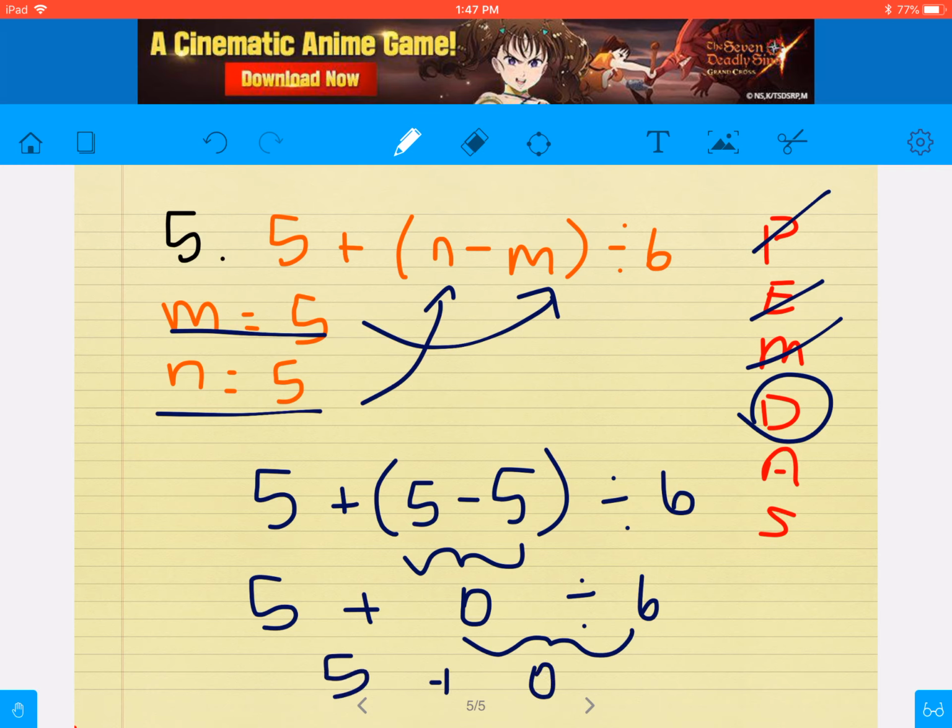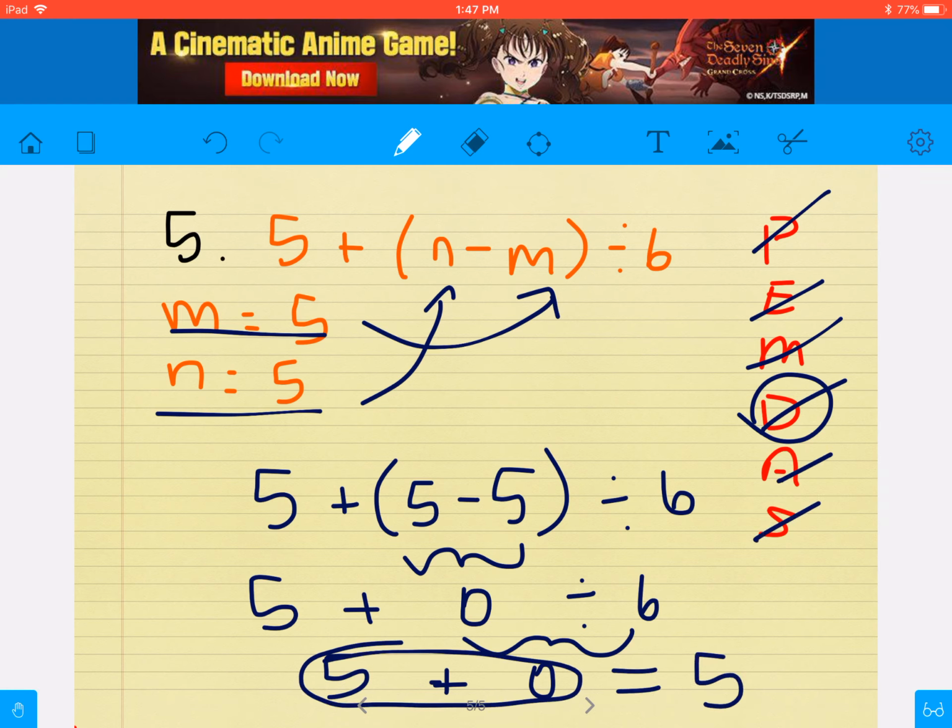Bring that 5 plus down. And now we have as our last operation addition. All right. And then 5 plus 0 is going to give us 5. So your answer to number 5 is 5.